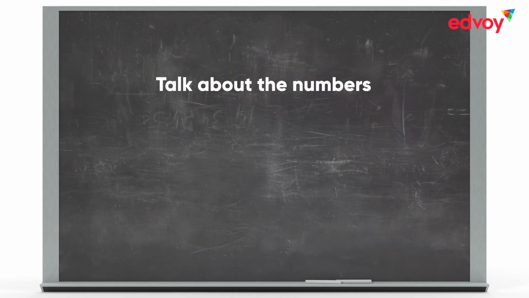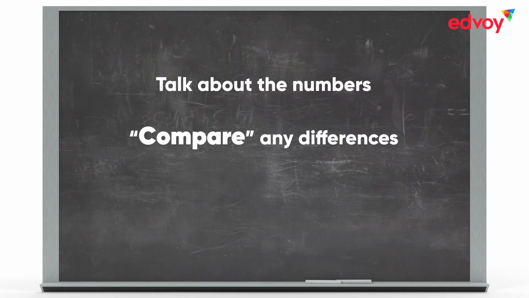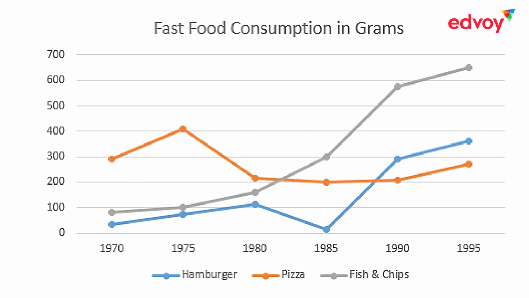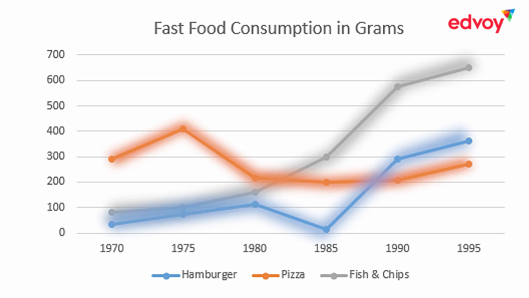In the next paragraph, you should start discussing the details. Talk about the numbers and, if relevant, compare any differences. However, don't try to write about all the data. Instead, think about how much the lines have risen and fallen. Are there any differences from the beginning of the time frame to the end? Remember that you should not be giving any opinions or analysing the data from this section. Opinions are for writing part 2. Just describe what you see in front of you.